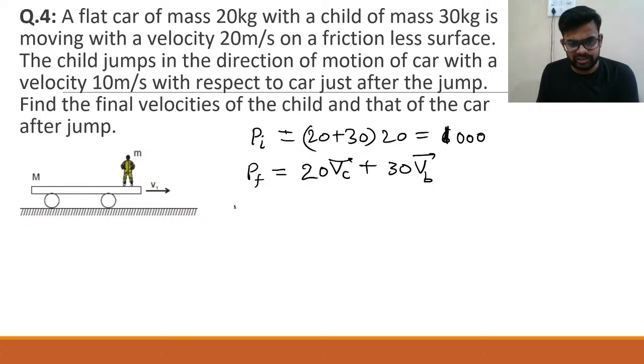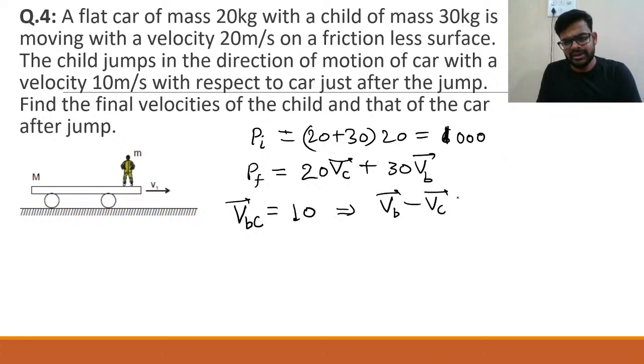It is given in the question: velocity of boy with respect to car. Rightward direction I am taking positive, so it is given that it is 10. How can I write it? I know the relative motion formula: VAB equals VA minus VB. Like that, VBC equals VB minus VC. So that I am getting 10. It is given in the question.